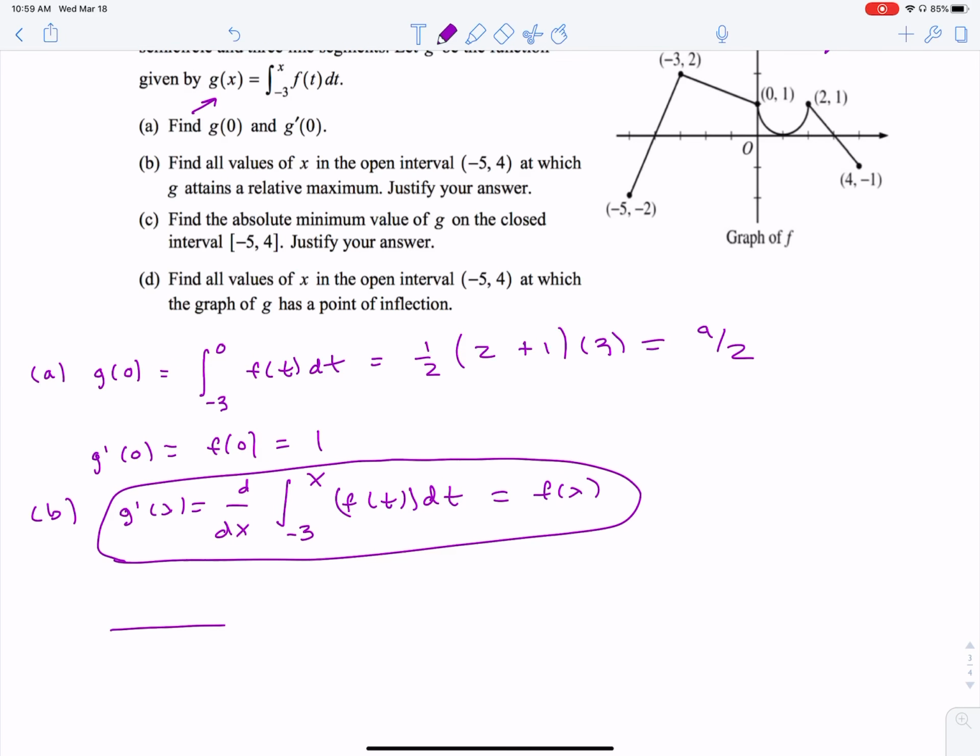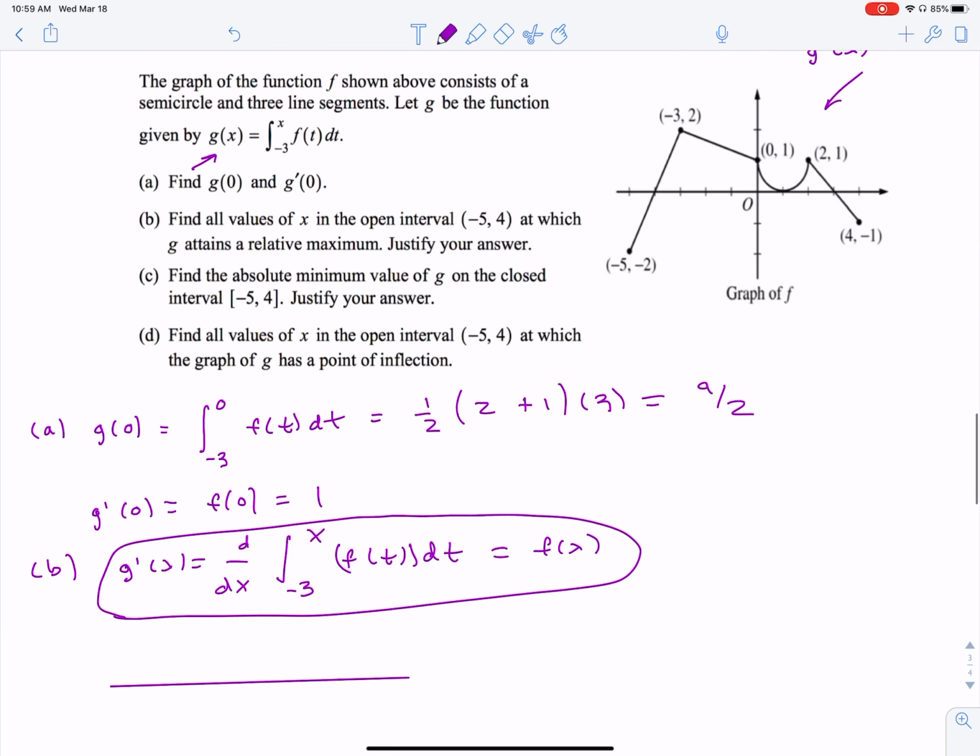So I'm going to make a sign chart and look at my graph. My graph has critical numbers either where the derivative equals 0 or where it's undefined. They don't tell us that this thing is undefined, so it equals 0. I think you guys would agree here, here, and here. So we have critical points at x equals -4, x equals 1, and x equals 3.